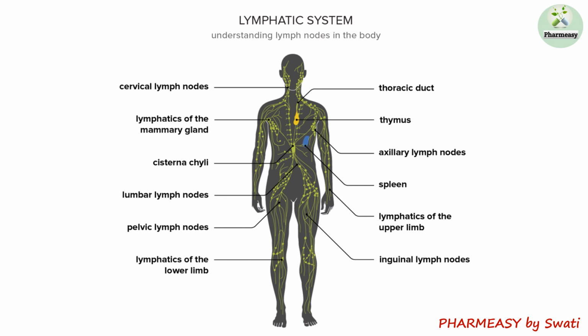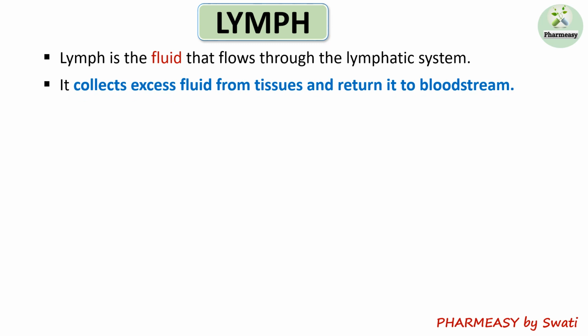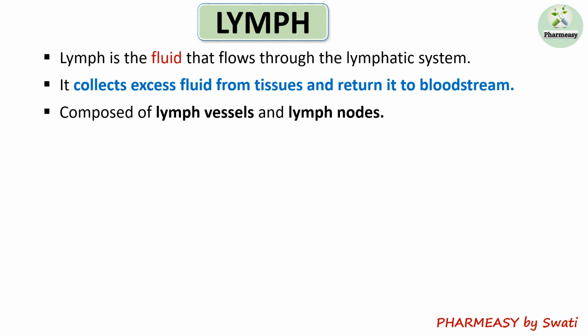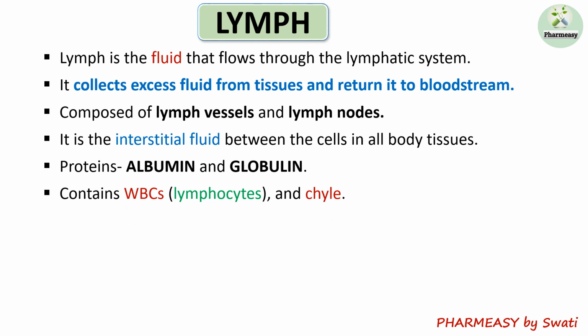So, our next topic is about lymph. Lymph is the fluid that flows through the lymphatic system. It collects excess fluid from tissues and returns it to the bloodstream. Lymphatic system is generally composed of lymphatic vessels and lymph nodes. Lymph is the interstitial fluid between the cells of all the body tissues. Lymph also contains proteins such as albumin and globulin, and lymphocytes and chyle.